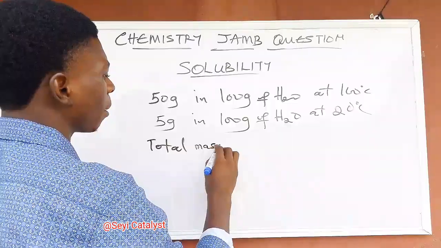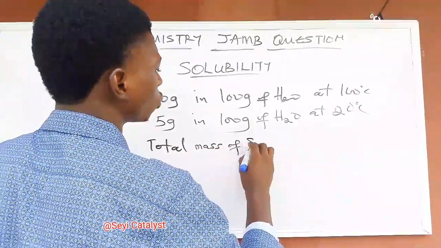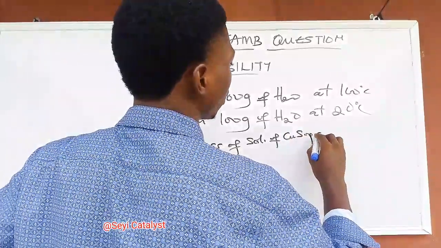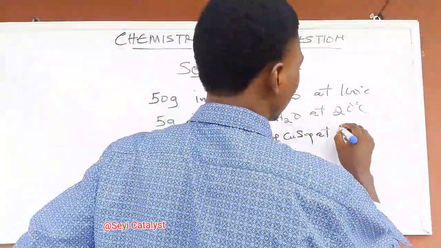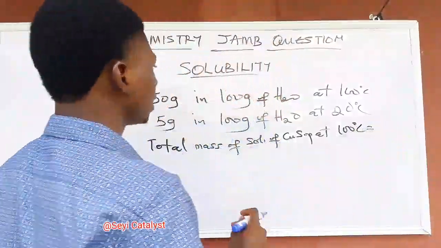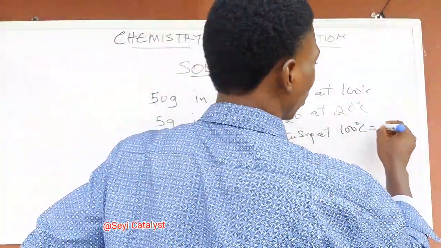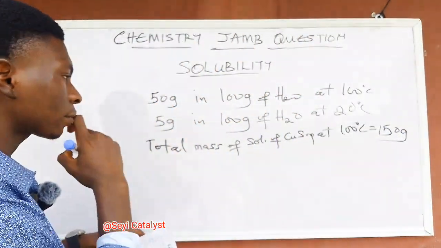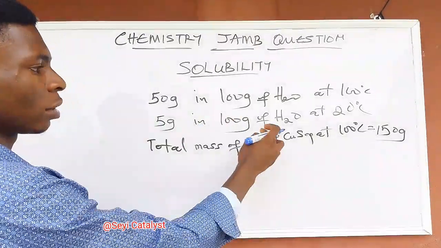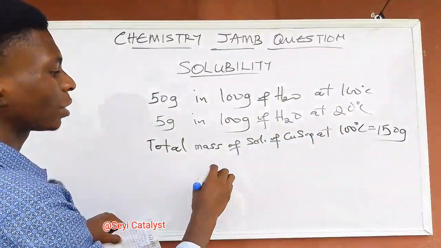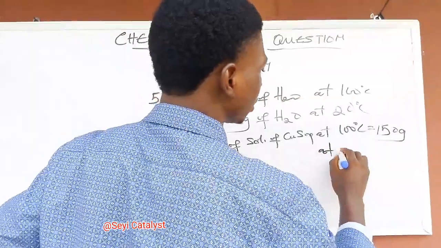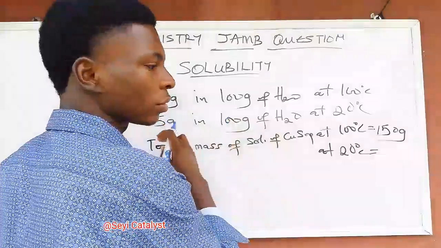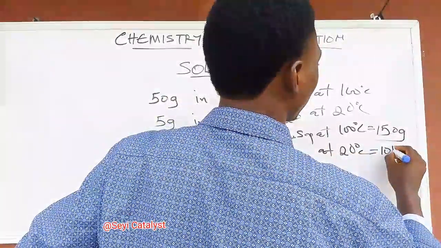Total mass of solution of copper sulfate at 100 degrees is 50 plus 100, that's 150 grams. Am I right? So at 20 degrees, the total mass will be 100 plus 5. That will be 105 grams.